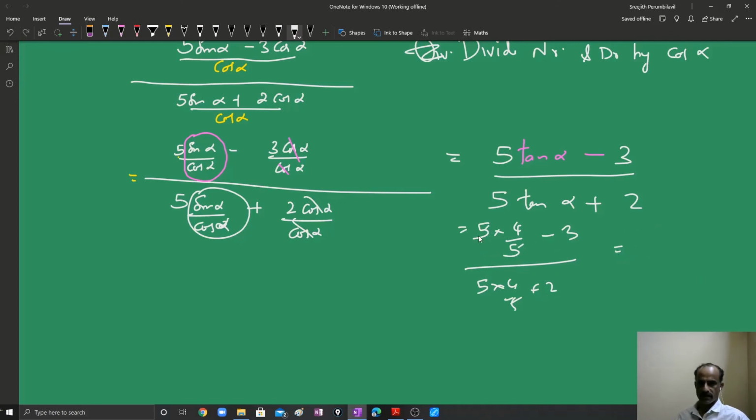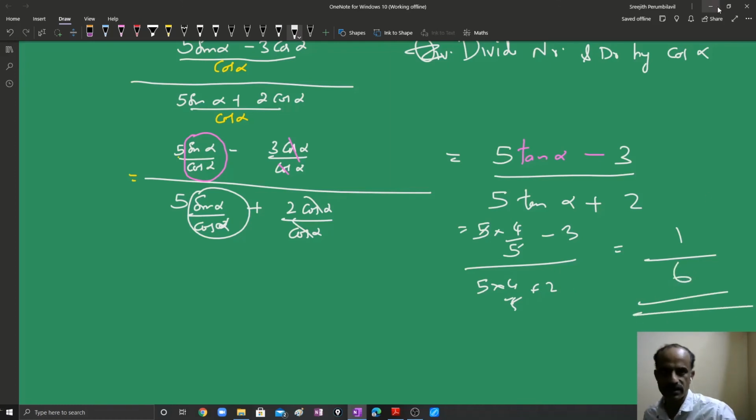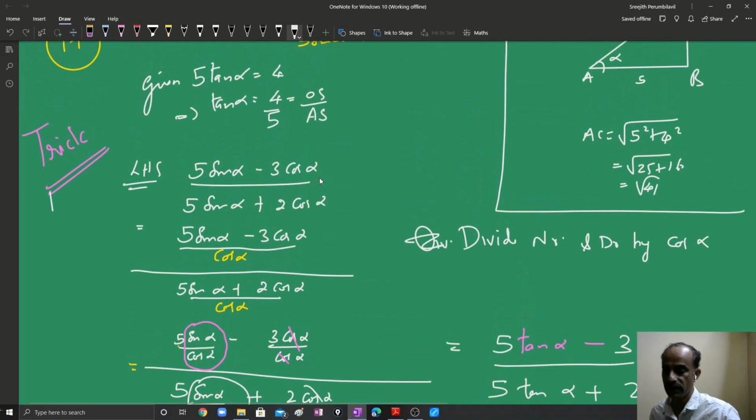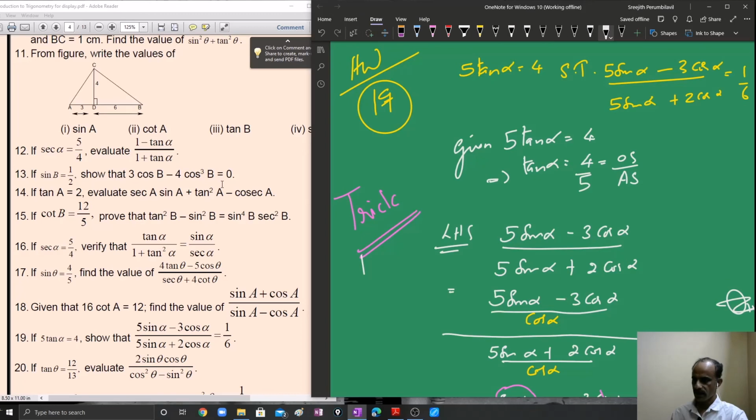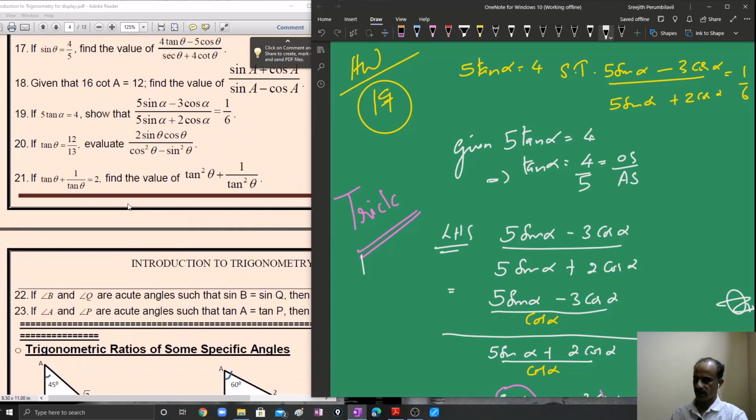So this is 5 cancels. 1 divided by 4 plus 2, 6. That's the answer. So it's very simple to do this way. The thought is how to use tan alpha in the question. Sin is there, divide by cos. Okay, that is the trick. Similar questions may be available.